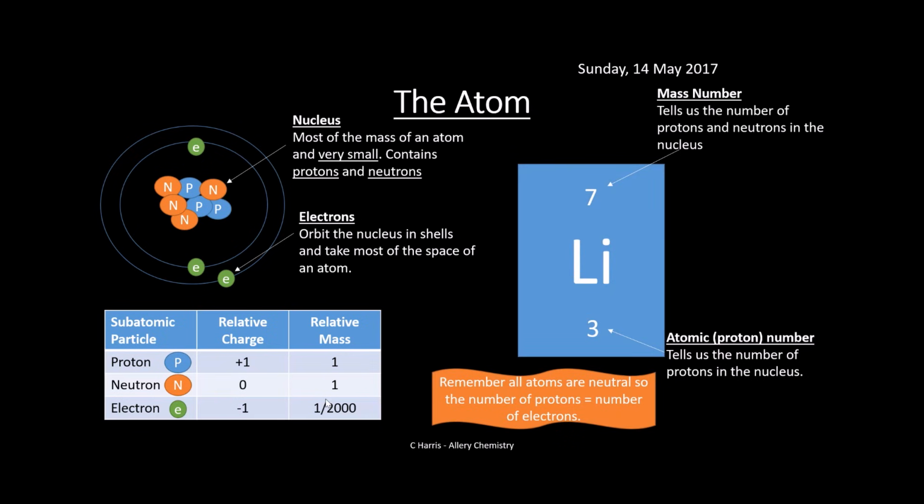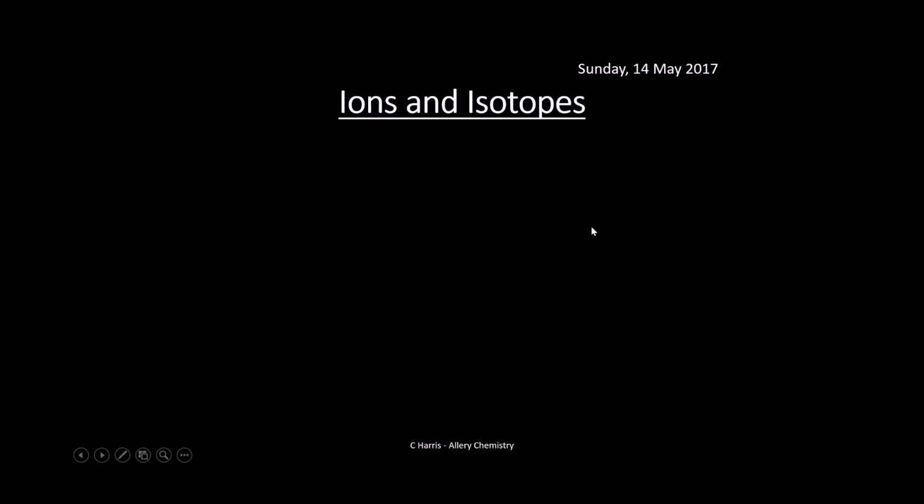Okay, just looking at the element in the periodic table, the top number, or the bigger number, because it might be on the bottom in some periodic tables, is the mass number. It tells you the number of protons and neutrons in the nucleus. The small number tells you the number of protons. It's called the atomic number. And obviously in atoms, the number of protons equals the number of electrons as well.